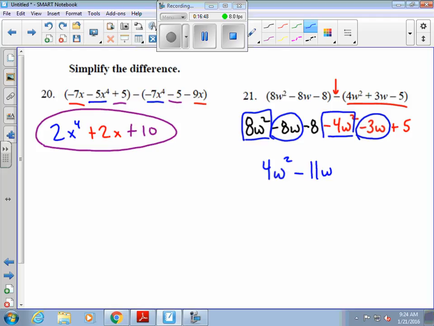And the last thing that you need to do is negative 8 plus 5. Opposite signs, subtract them. 8 minus 5 is 3. 8 is farther from 0. It's negative, so it's negative 3. 4w squared minus 11w minus 3.